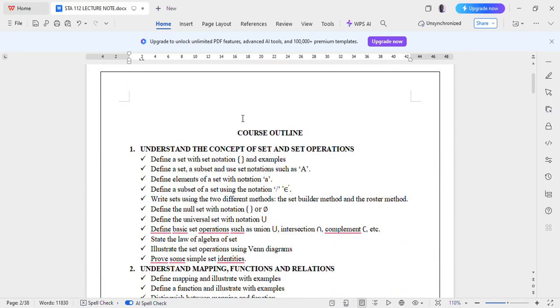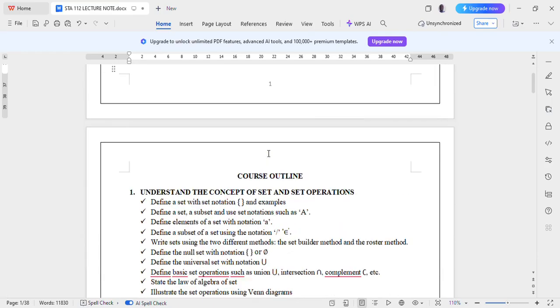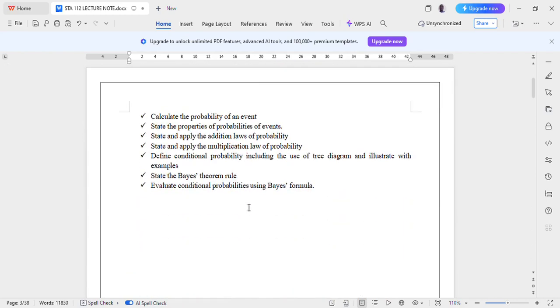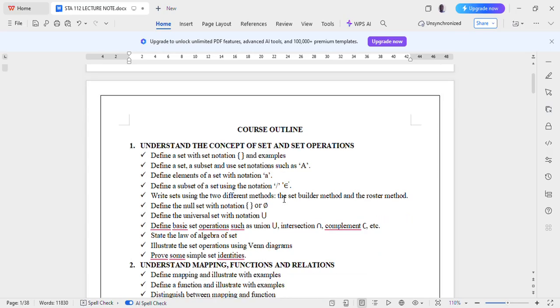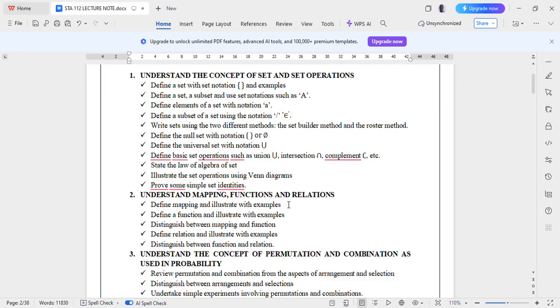Before everything, let's consider the course outline. This is the course outline. It's in about 6 modules or 5 modules, so to say. The first one talks about understanding the concepts of sets and set operations. So here we talk about sets, set operations, types of sets, and Venn diagrams, and so on and so forth.